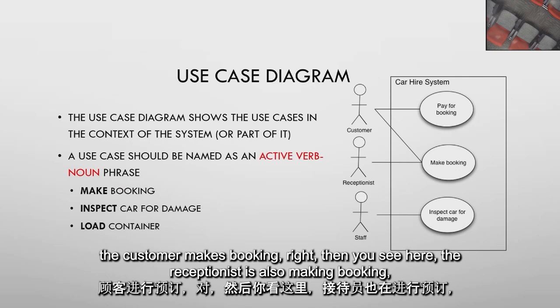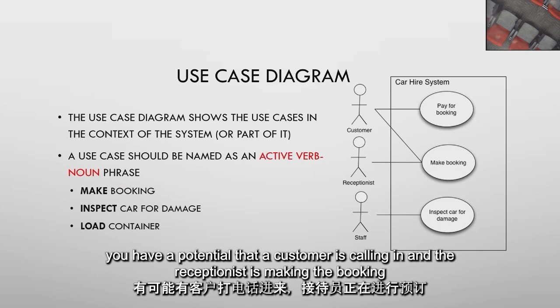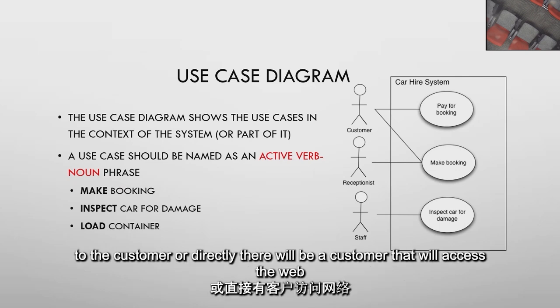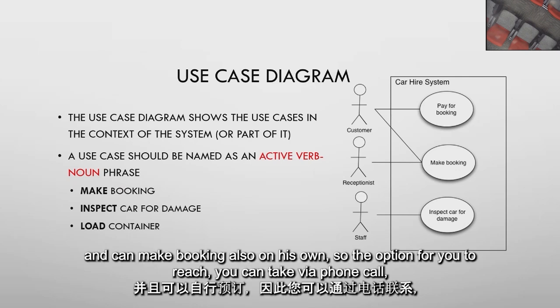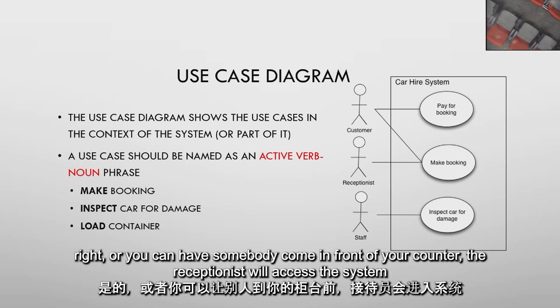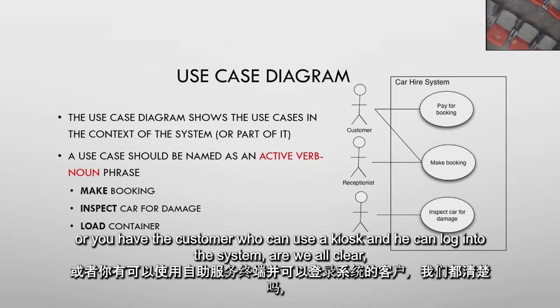So you will see something that is a bit more unique, because the customer makes a booking, right? Then you see, hey, the receptionist is also making a booking. You have a potential that a customer is calling in and the receptionist is making the booking for the customer. Or directly, there will be a customer that will access the web and can make a booking on his own. So the options for you to reach: you can take it via phone call, or you can have somebody come in front of your counter and the receptionist will access the system, or you have the customer who can use a kiosk and log into the system.